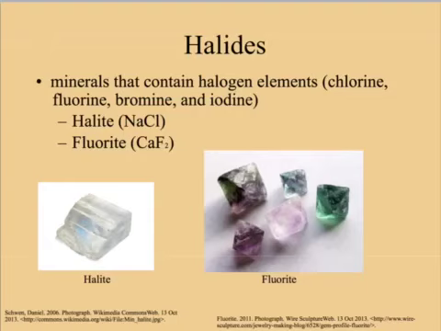The next mineral group are the halides. These minerals contain halogen elements such as chlorine, fluorine, bromine, and iodine. One example is halite, which has sodium and chlorine. Halite is table salt and has excellent cleavage. Fluorite has calcium and fluorine. Fluorite looks very similar to quartz. An easy way to tell the difference is doing a hardness test.